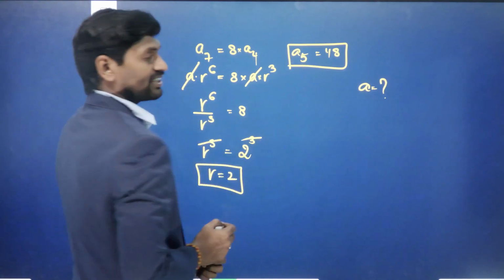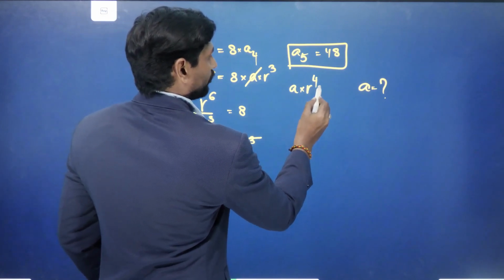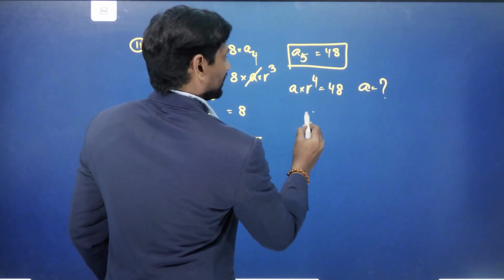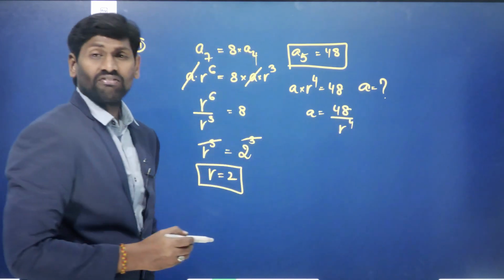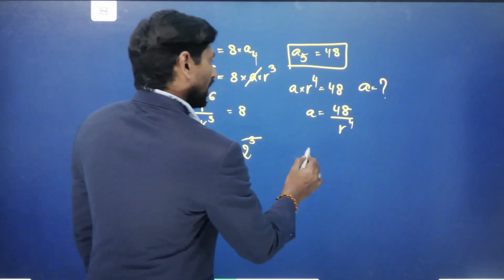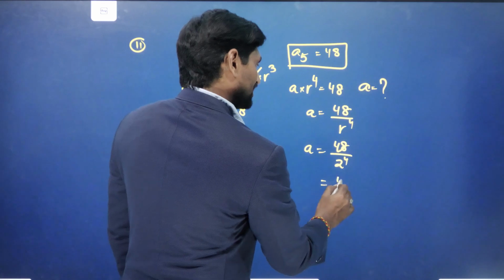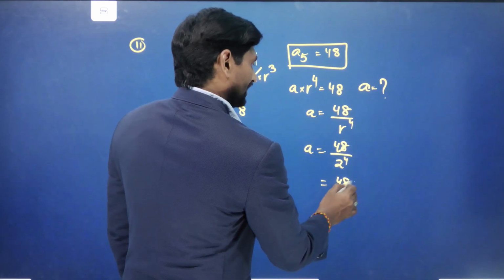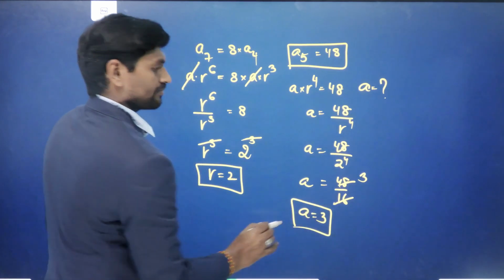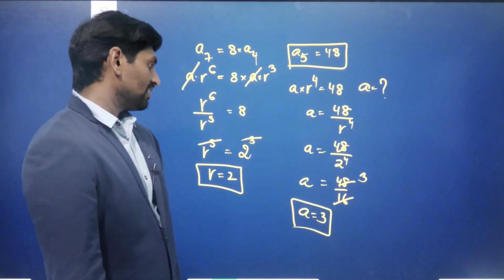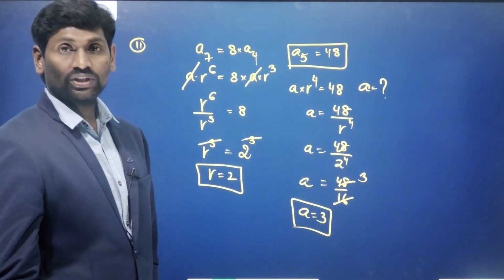Now it is also given that A5, a into r power 4, equals 48. So a equals 48 by r power 4. We got the r value as 2, so r power 4 means 2 power 4, which is 16. 16 into 3 is 48, three times. Therefore the first term is 3. Let us go to the next question.